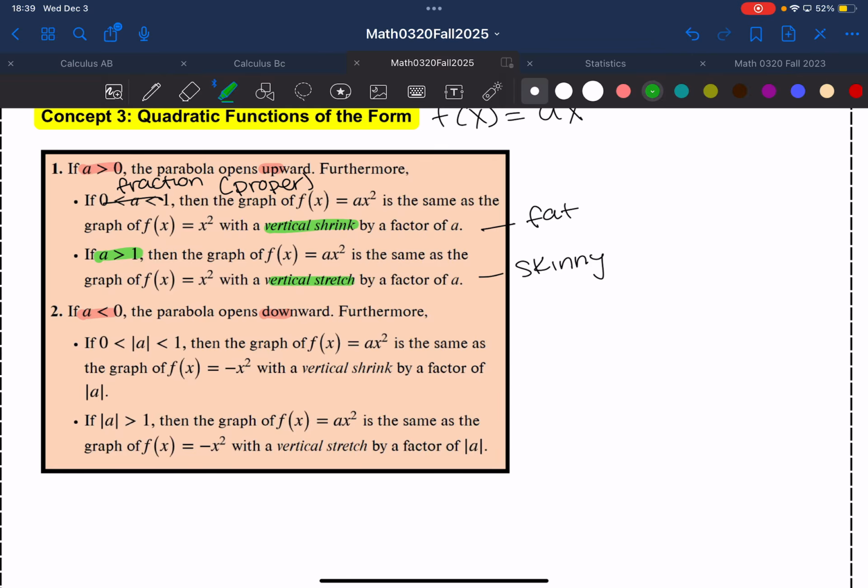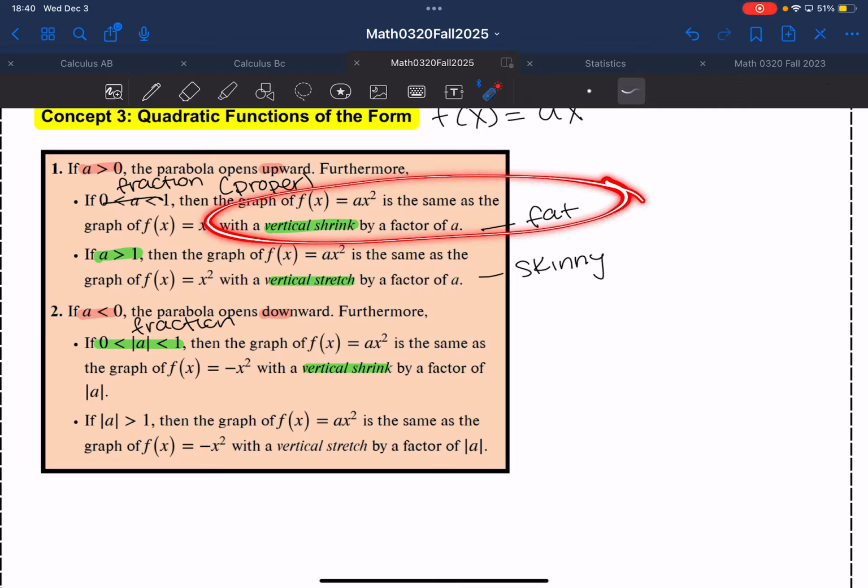Then looking at our negative ones. If we have a negative a value that is a fraction between 0 and 1, not only is the parabola going to face downward, it is also going to have a vertical shrink, which we just said means the graph gets fat.